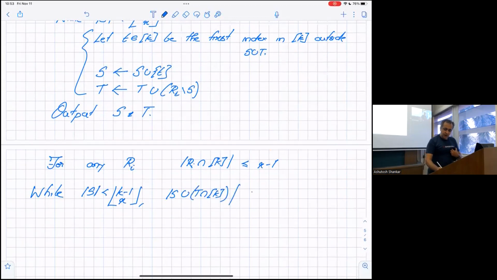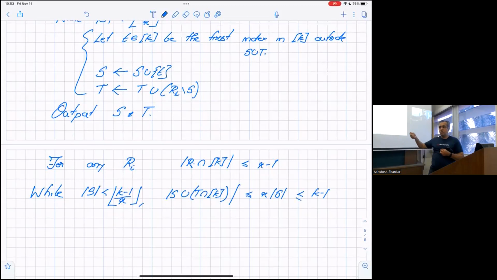What can this be? This is at most R times size of S, and this is strictly less than K minus 1. It will always be less than K minus 1 by R. Therefore, this is R times S, and that will be strictly less than or equal to K minus 1.